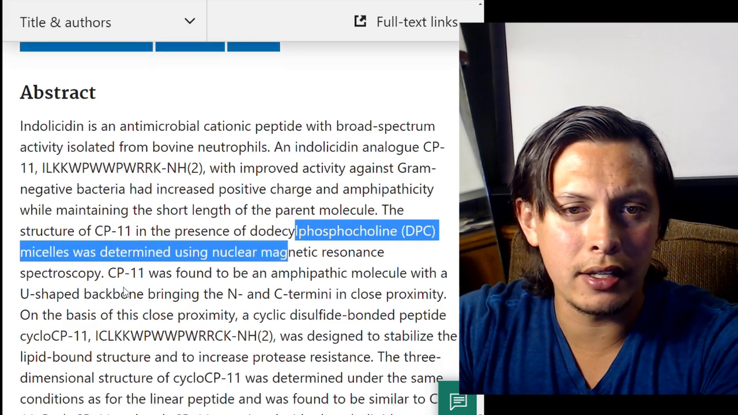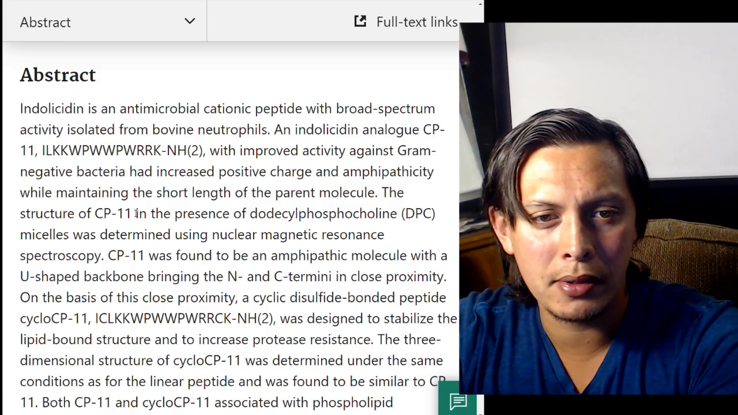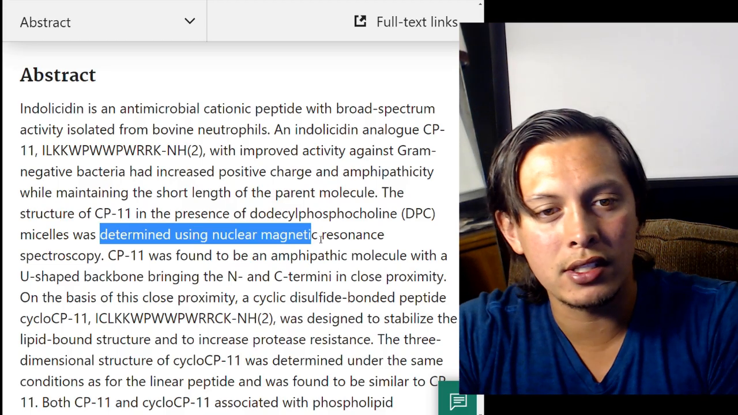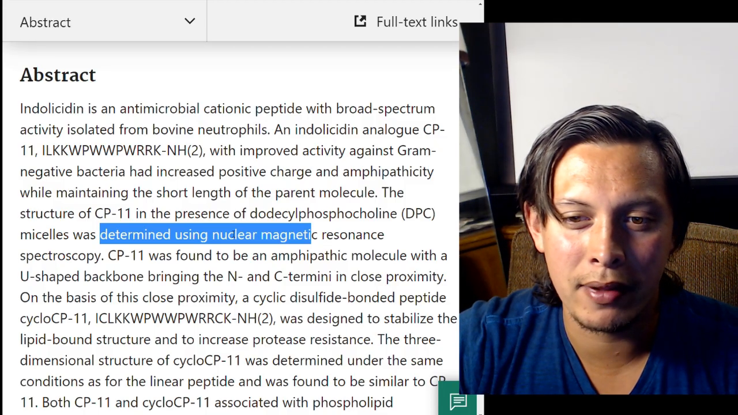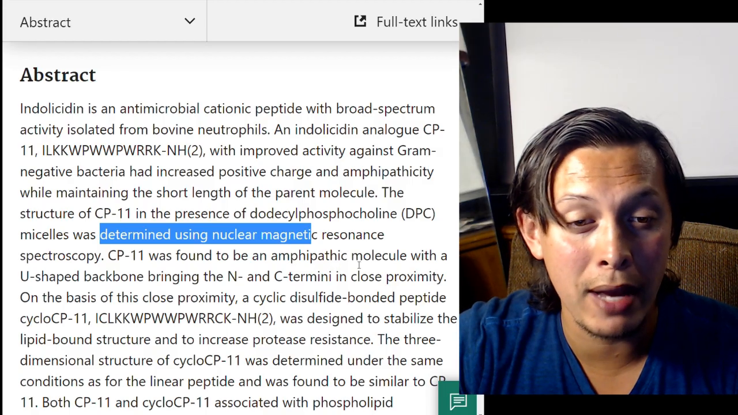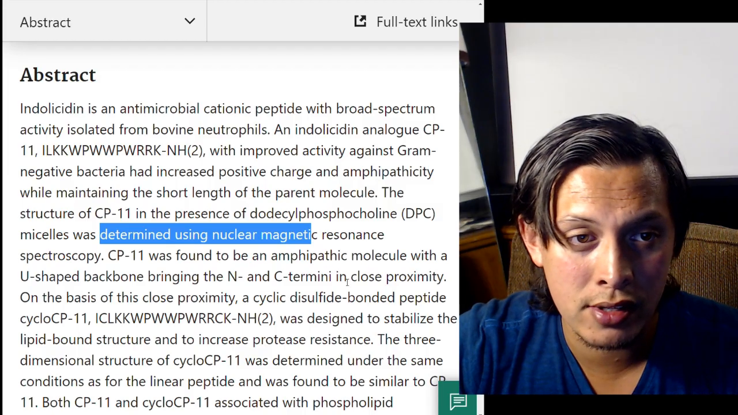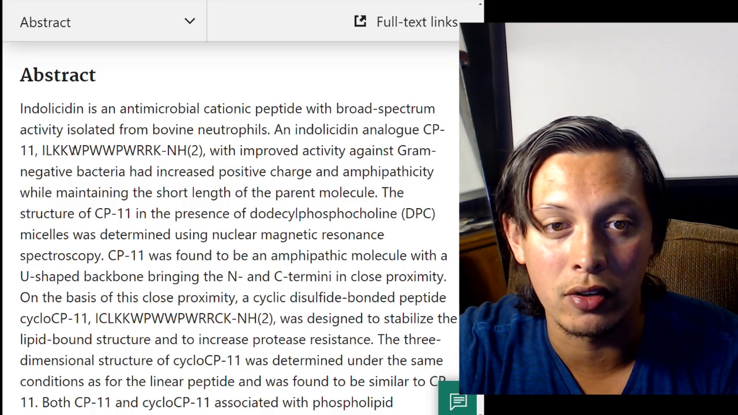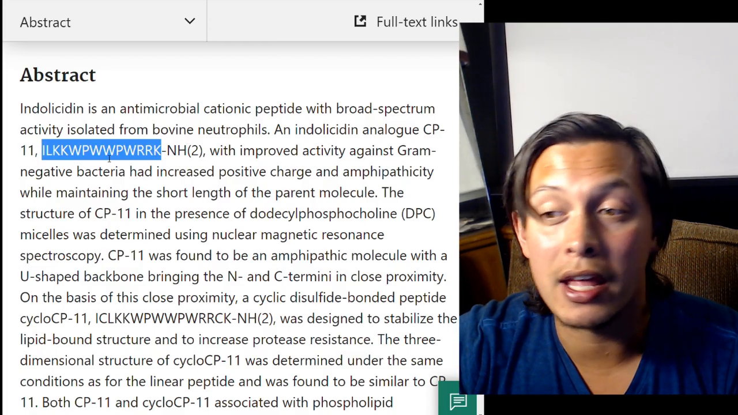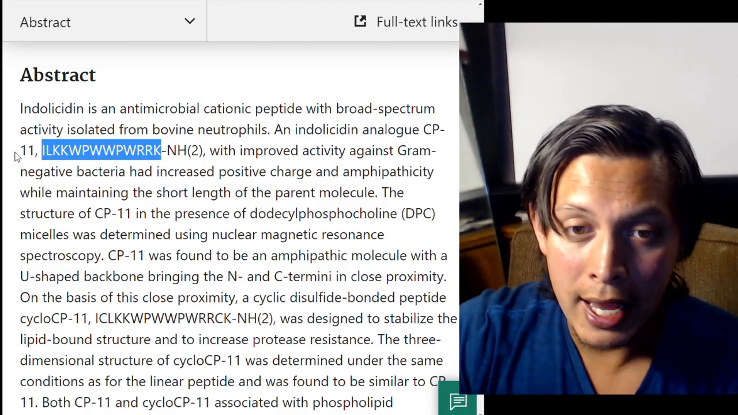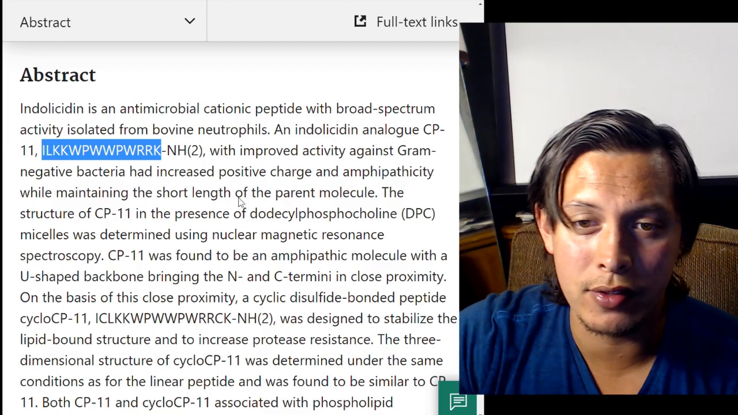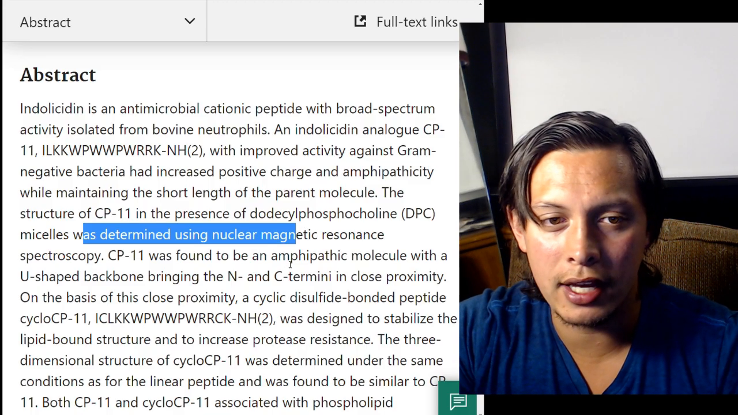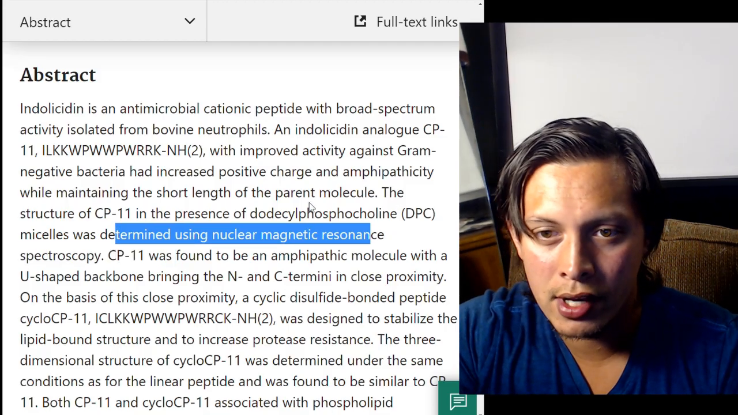The structure of CP11, and that is the name that they gave? Okay, the structure of CP11 in the presence of dodecyl phosphocholine micelles was determined using nuclear magnetic resonance spectroscopy. CP11 was found to be an amphipathic molecule with a U-shaped backbone, bringing the N and C termini in close proximity. So this molecule curves around, and that probably helps it get into the cell in some form. And basically they did an NMR of this inside little bubbles of DPC.